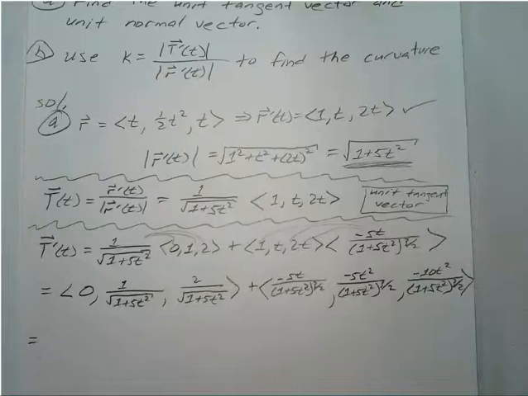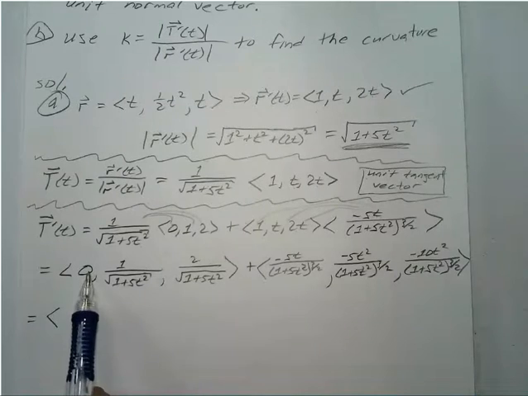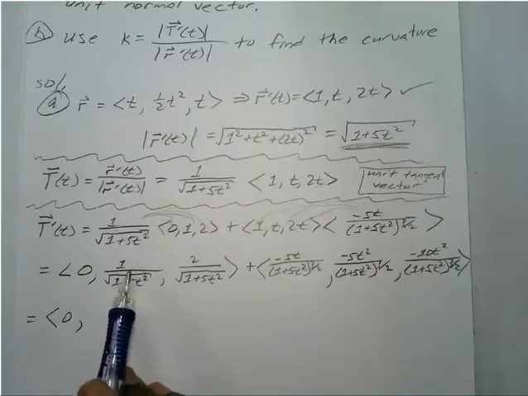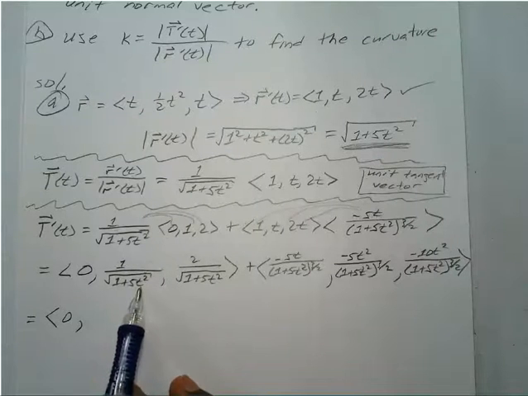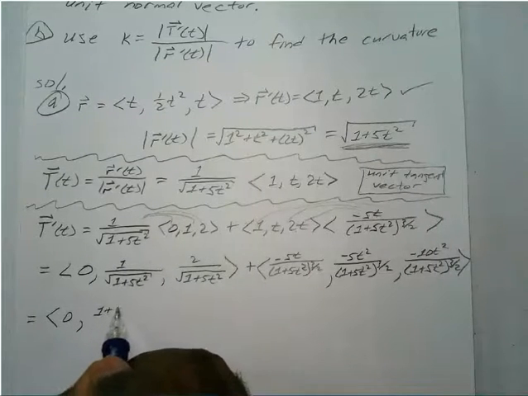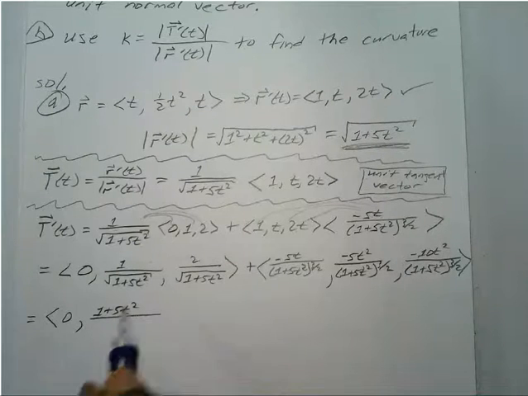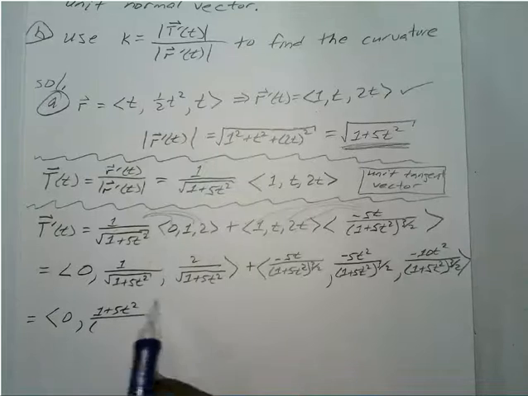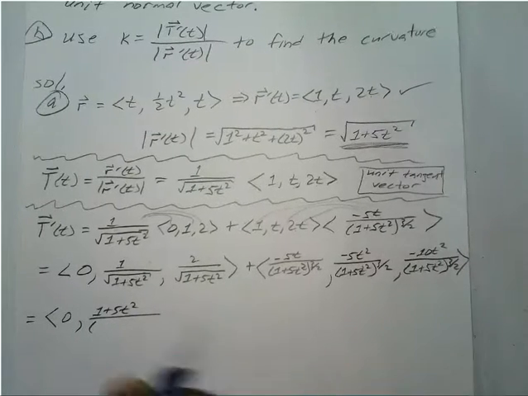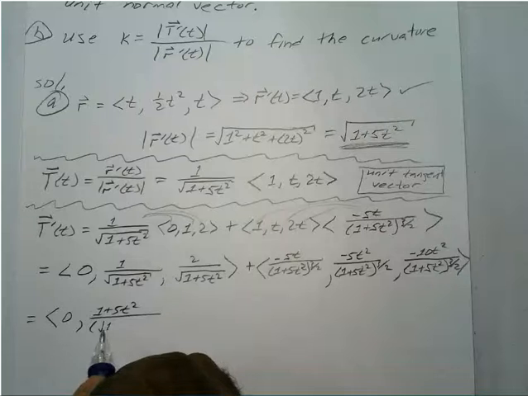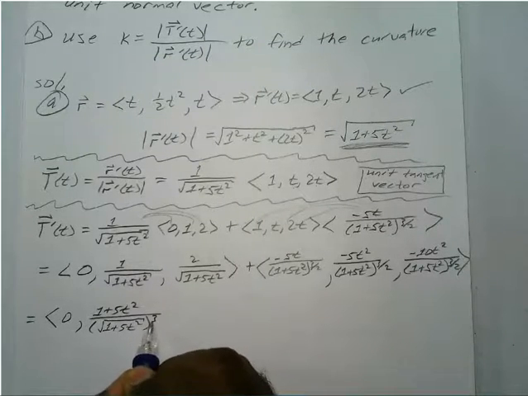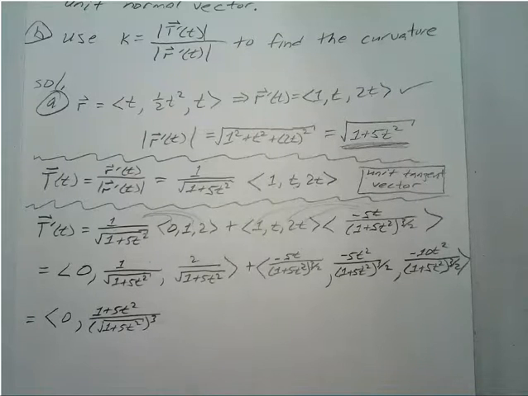Okay, so if we multiply anything by that 0, it's just going to be 0. Okay, so we multiply this by 1 plus 5t squared over 1 plus 5t squared. We just get 1 plus 5t squared over, and I'm just going to rewrite it because now it would match this one. But I'm going to write that as the square root of 1 plus 5t squared to the third power. So I'm just rewriting this as this.